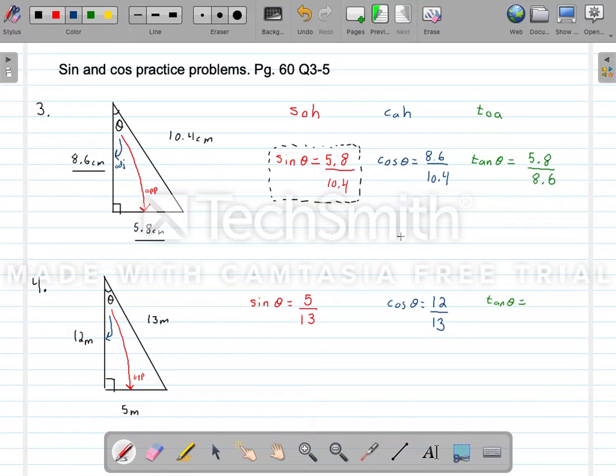So tan theta is opposite over adjacent, our TOA, opposite over adjacent. So here's our theta, here's our opposite, and here's our adjacent. This is the adjacent. So 5 over 12, tan theta equals 5 over 12.